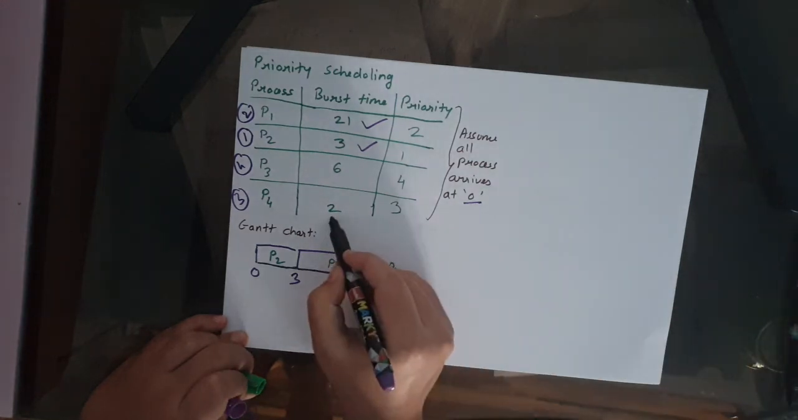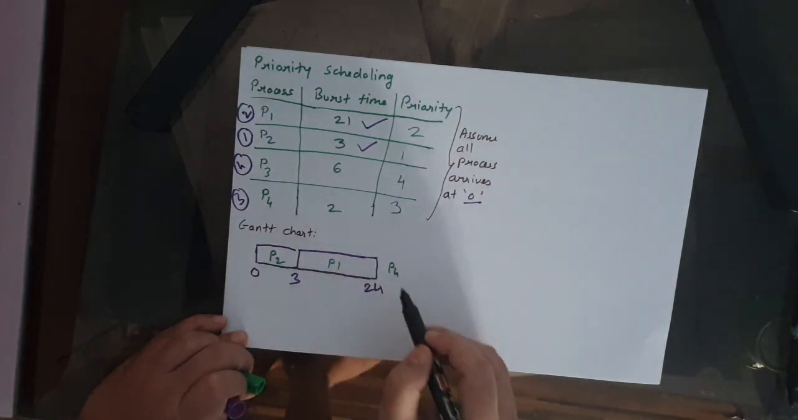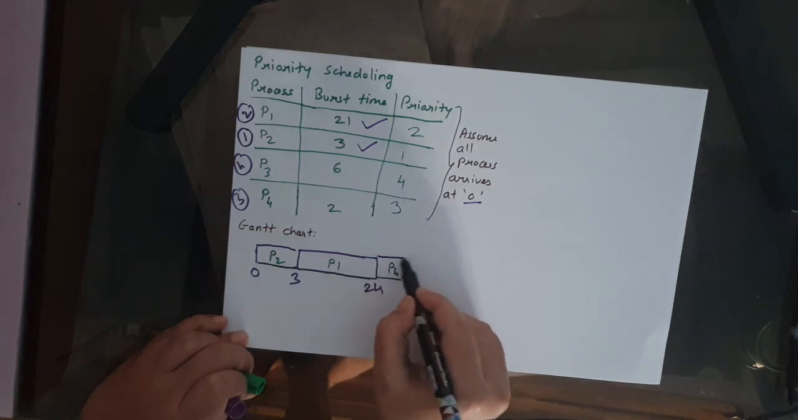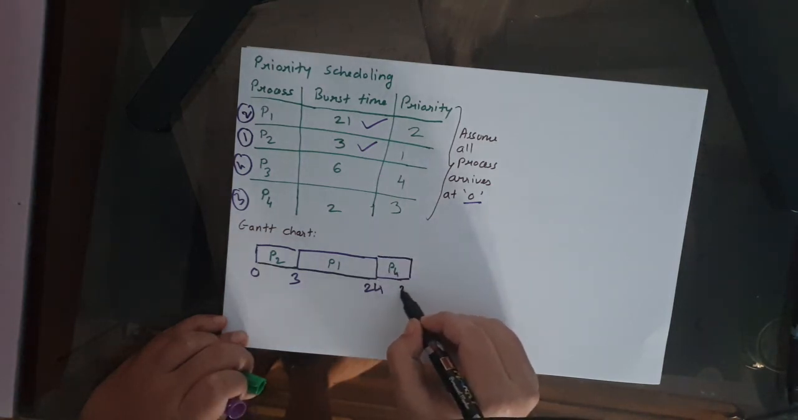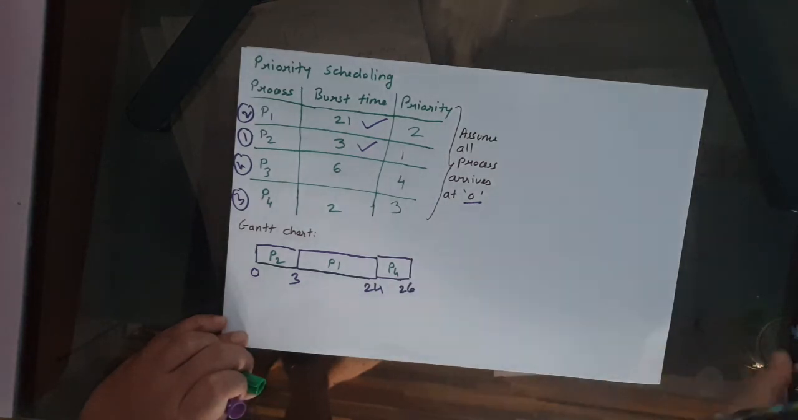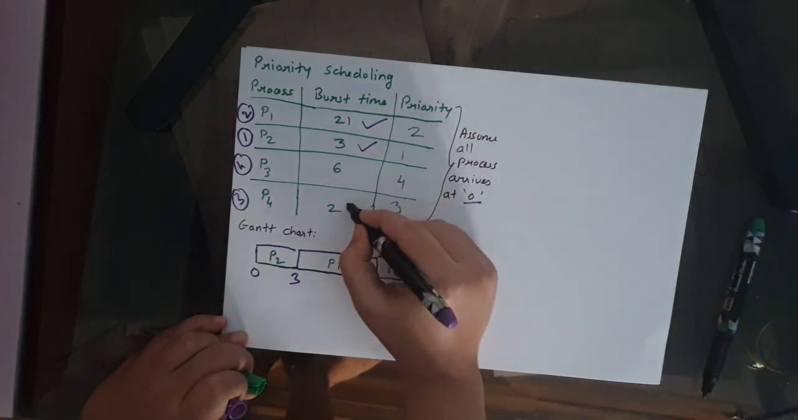P4's running time, burst time, is nothing but 2. So for 2 time units, it will get the CPU. So 24 plus 2 is nothing but 26. With this, the execution of P4 is done.